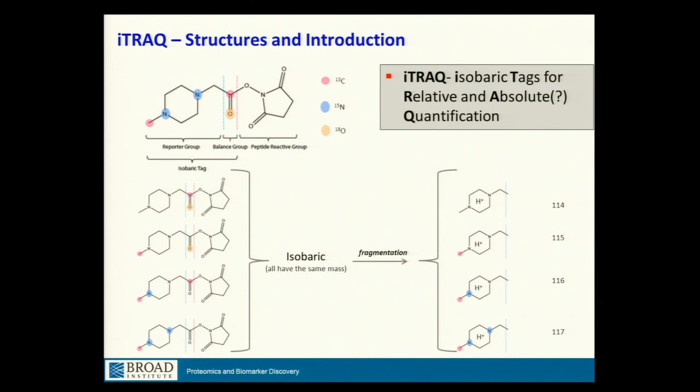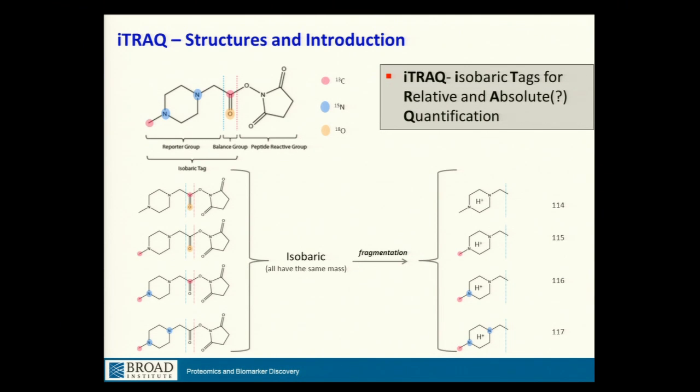So this is what the iTRAQ reagent looks like, and you can put stable isotope atoms at various positions in this molecule. And this molecule has some special properties. One is it has a group over here that reacts with primary amines, that's to say lysines and N-termini of peptides. Then it also has a group here to the left of this dotted line that likes to fall off when you do collision-induced dissociation or other fragmentation techniques. So that's good for the fragment ion quantification part.